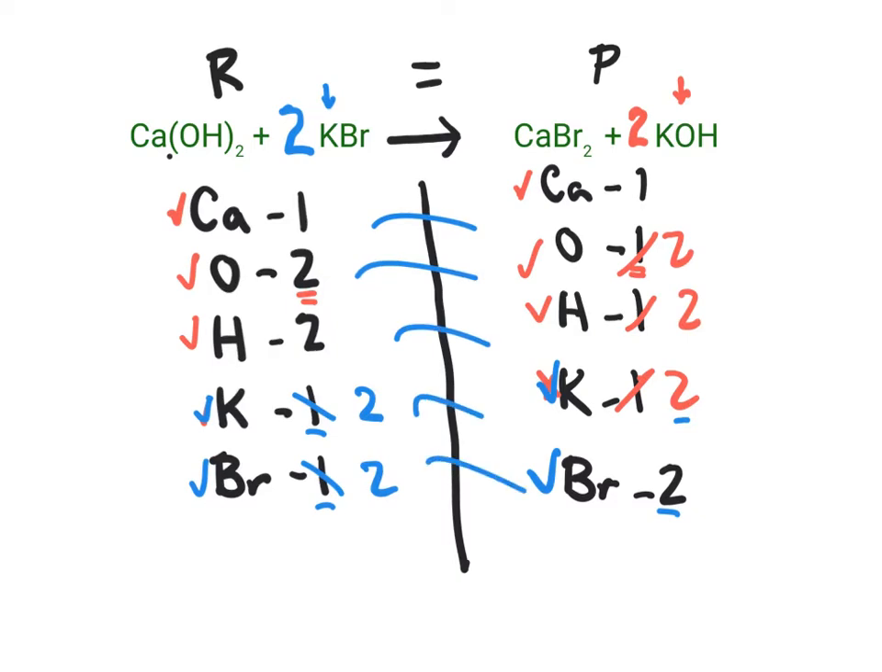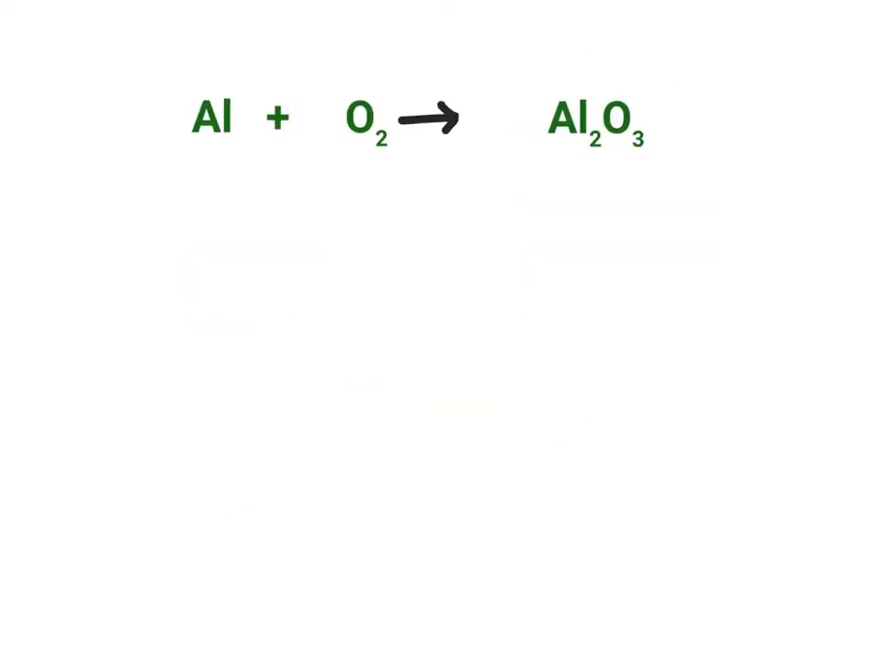So for your final reaction, you would say there's a coefficient of 2 on the KBr and a coefficient of 2 on the KOH. And that's a very simple equation to balance. So what about this one? This one's actually a little bit more challenging. Still relatively easy if you get the hang of it.